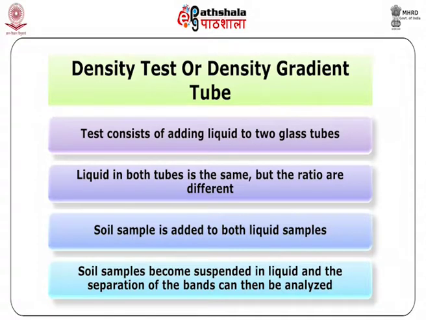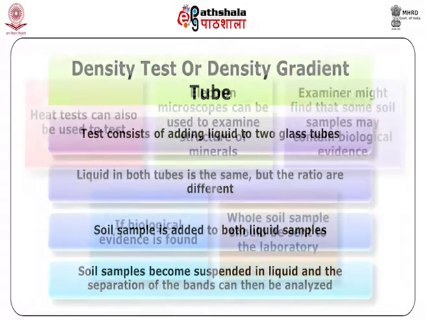This test consists of adding liquid to two glass tubes. The liquid in both tubes is the same, but the ratios are different. This represents two different densities. The soil sample is added to both liquid samples. After the soil samples become suspended in the liquid, the separation of the bands can then be analyzed to reveal the profile of the soil.